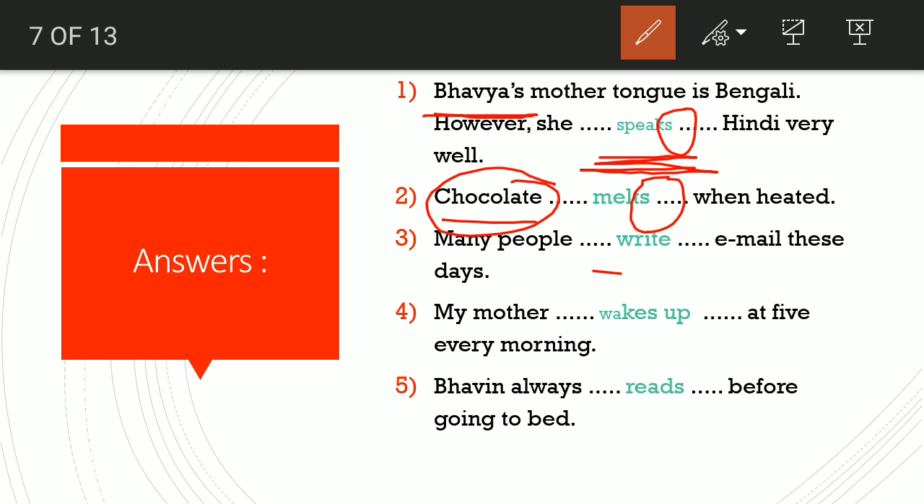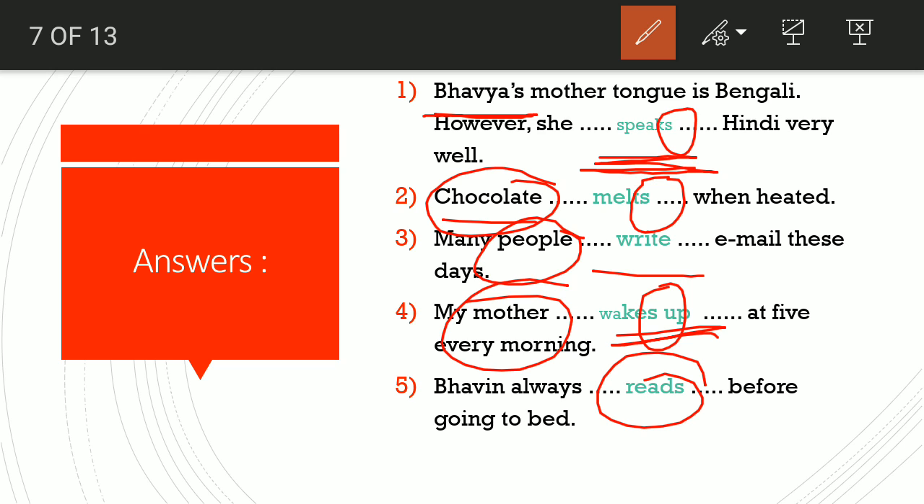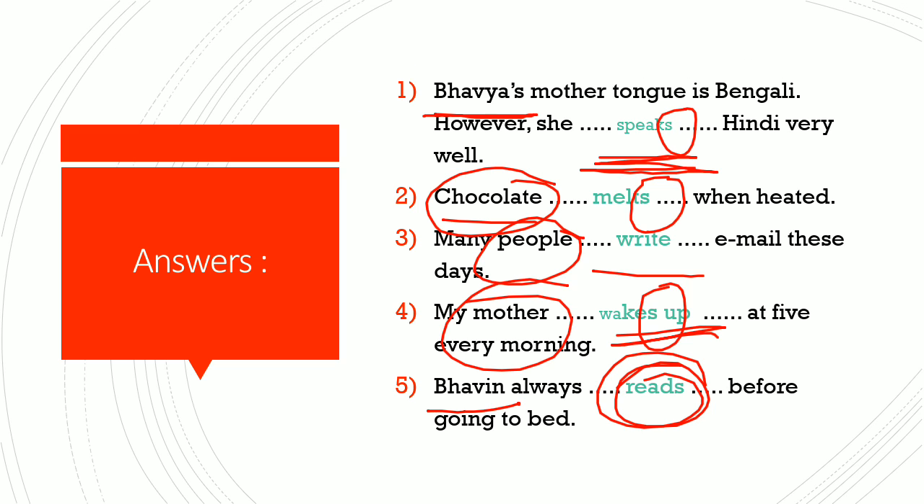Many people write email these days. हमने s नहीं लगाया because we are talking about people, which is plural. My mother wakes up at 5 every morning. So we have added s because we are talking about my mother, which is a singular subject. Bhavin always reads before going to bed. So you can see Bhavin is the single subject and we are adding s after read, after the verb. ठीक है? Bhavin always reads before going to bed. So we have solved this exercise.